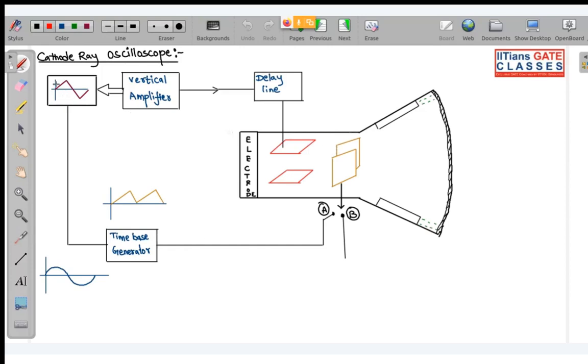Now in this CRO, you can see I have taken a few things over here: vertical amplifier, delay line, time base generator. Even the arrow is different over here. Let me tell you that this is the CRT that we have studied.